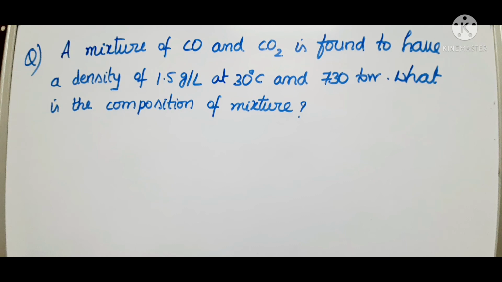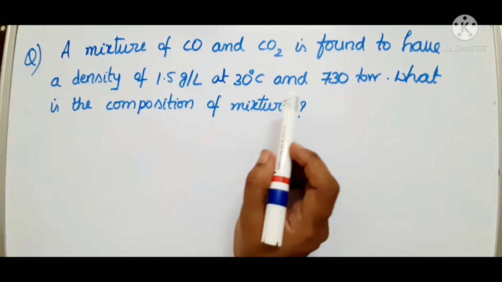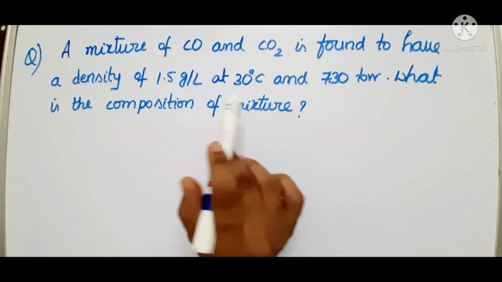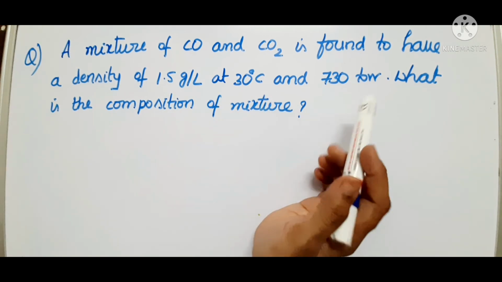Another question. A mixture of CO, carbon monoxide, and carbon dioxide is found to have a density of 1.5 gram per liter at 30 degrees and 730 torr of pressure.